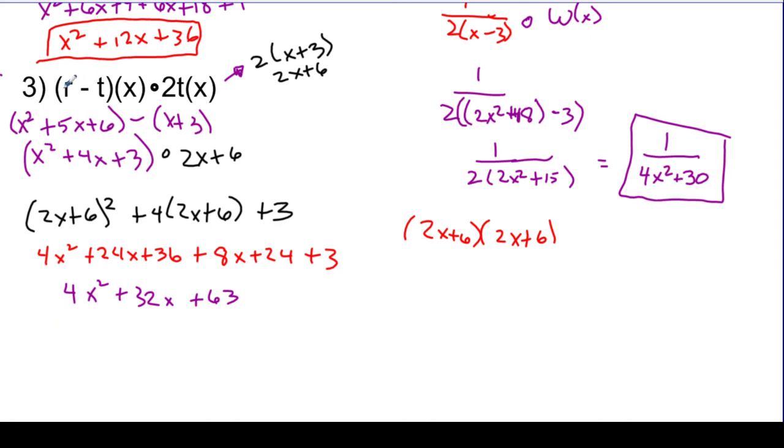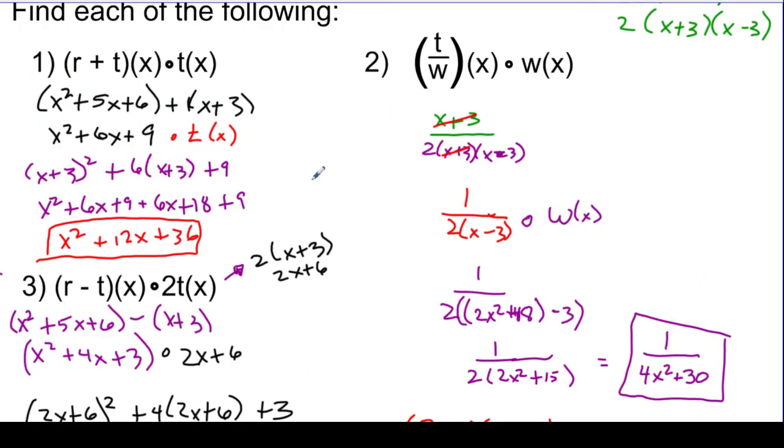We're going to say r minus t of x composed with 2 times t of x is this expression right here. That is the final answer, and that is the summary of operations with compositions. Simplify your operations, then compose the two resulting expressions.